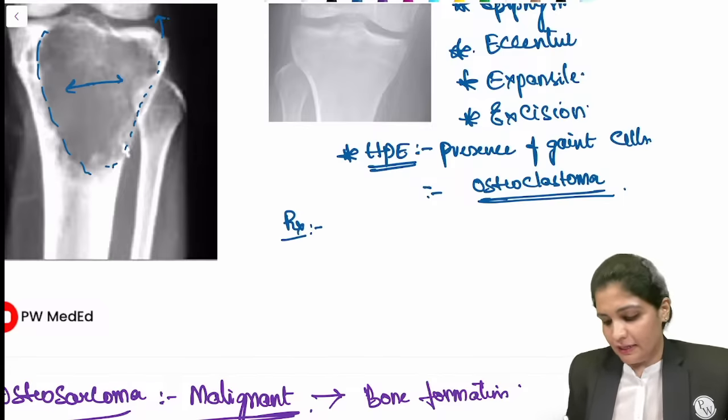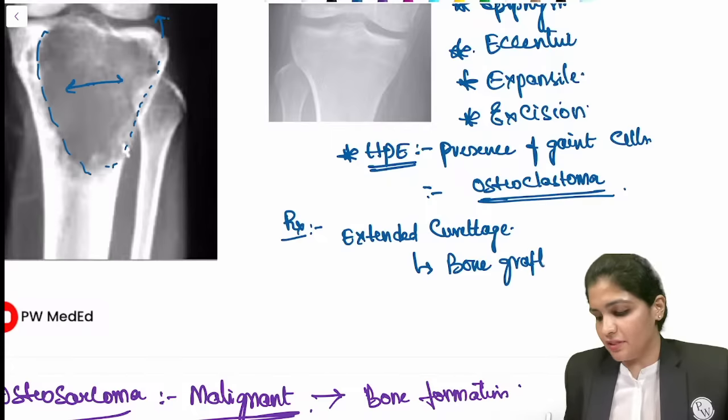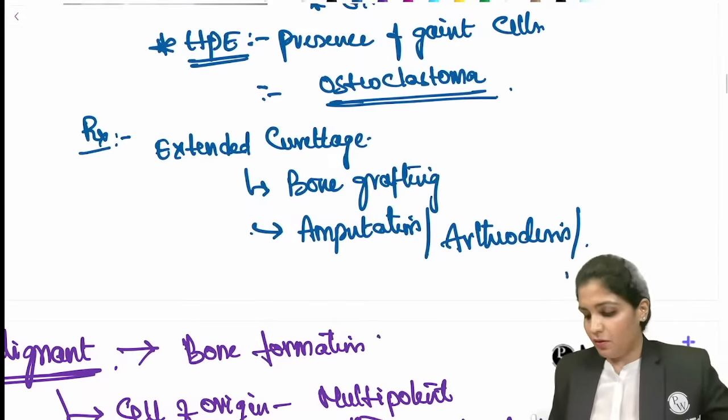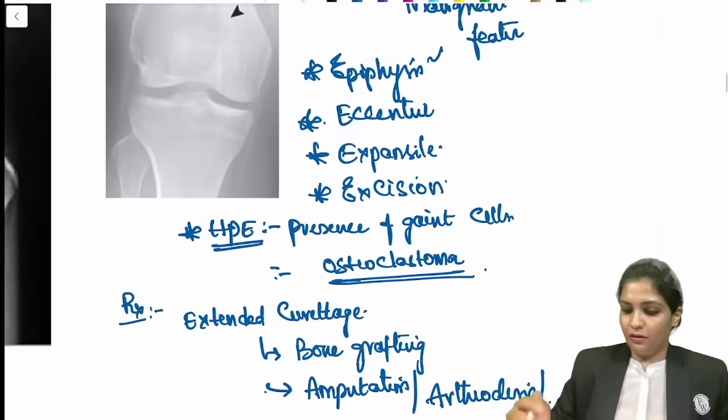The treatment part is extended curettage. So sometimes after curettage you can use bone grafting, or then if it is not responding you can go with amputation or arthrodesis or arthroplasty. So these are various treatment options which are available for your giant cell tumor.